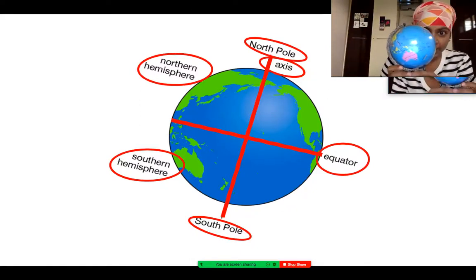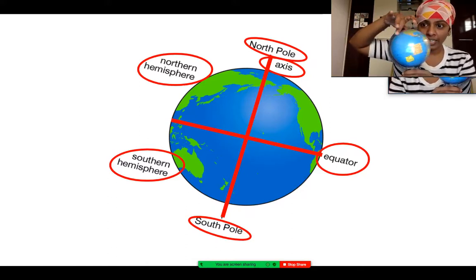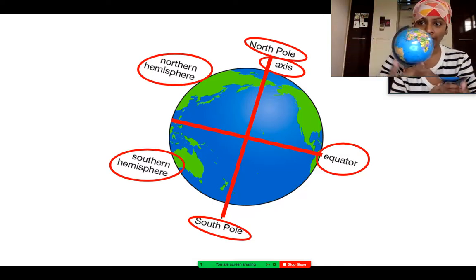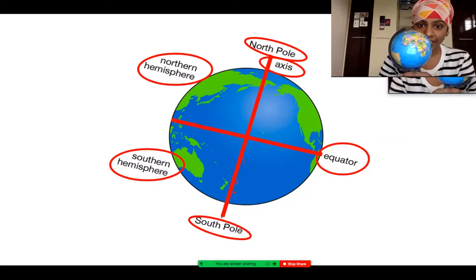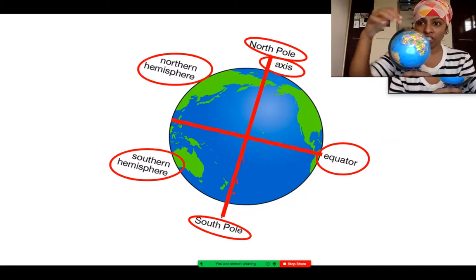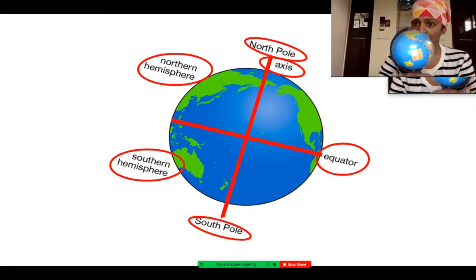हमने देखा था ये earth है, okay. Earth क्या करता है? Rotate करता है. It rotates on its own. कहाँ पे? एक axis है, okay. ऊपर से नीचे there is an axis, along which the earth rotates. The line which we cannot see is called the axis.